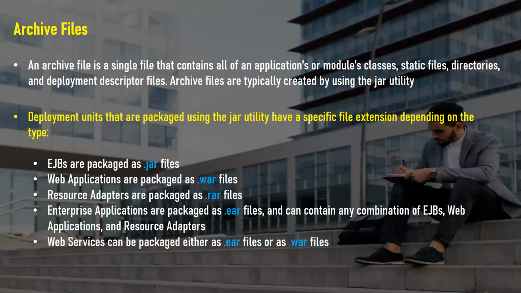Okay, so when we talk about archive files, you need to create an archive file for the deployment of an application on the WebLogic Server. An archive file is a single file that contains all of the application or module classes, static files, directories, and deployment descriptor files. Archive files are typically created by using the jar utility.